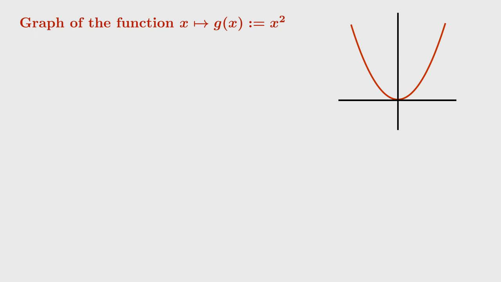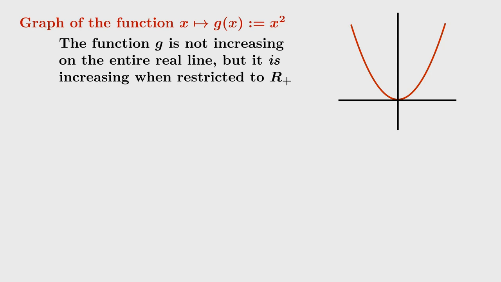So here's our function, and there's its graph. I ask you, is g an increasing function? Well, clearly not. g decreases when you're on the left of 0, and it increases when you're on the right. However, let us observe that if we were to restrict attention to the positive x's, then it would be an increasing function. So we could restrict attention to R plus, as it's called. Standard notation, R plus means the positive numbers in R, the interval 0 to infinity.